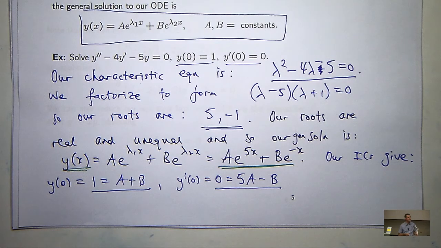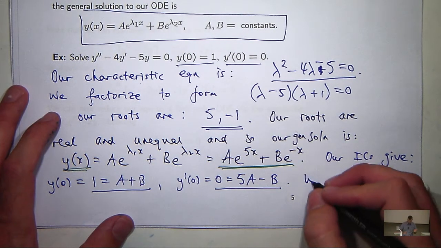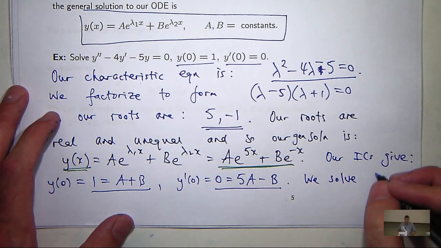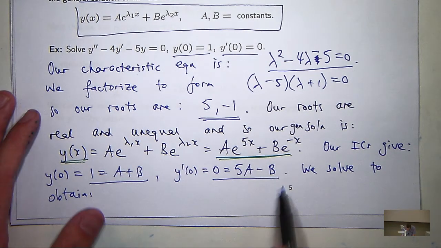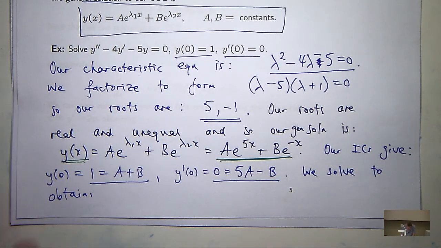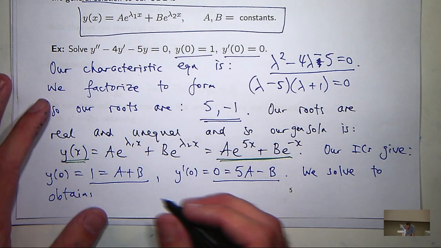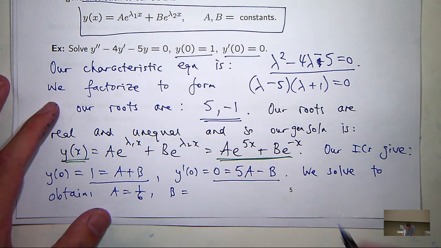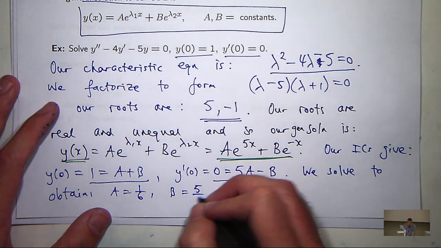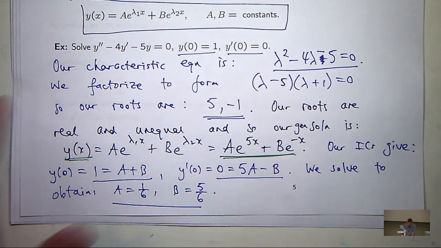So now what you want to do is just solve those two simultaneous equations. If I just add one equation to the other and rearrange, I'll get the following for A. And then you can back substitute and get B. So, our final solution then can be written out.